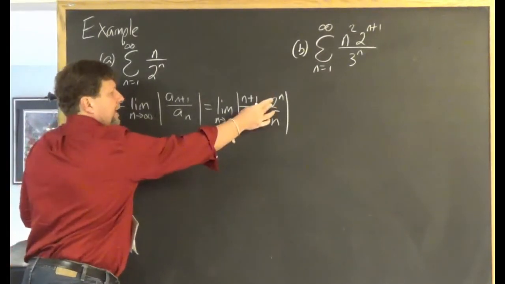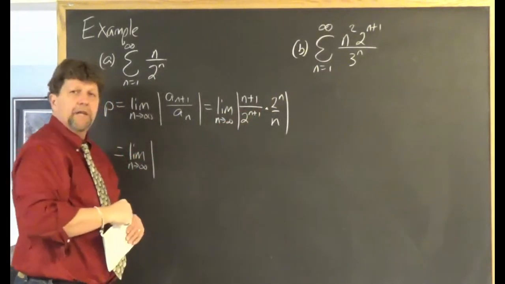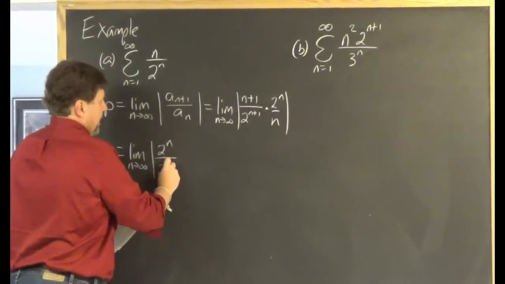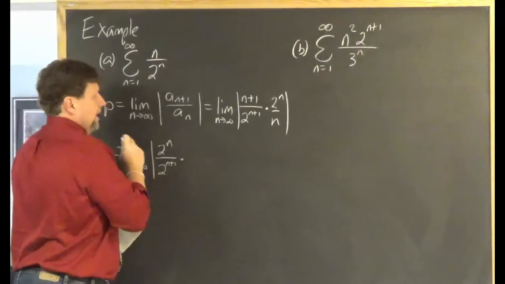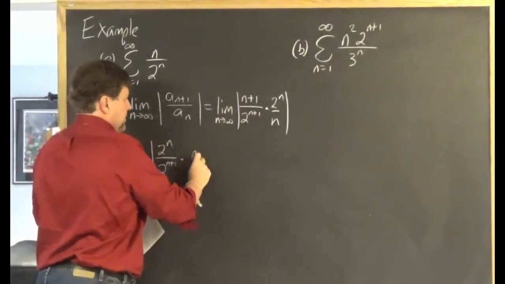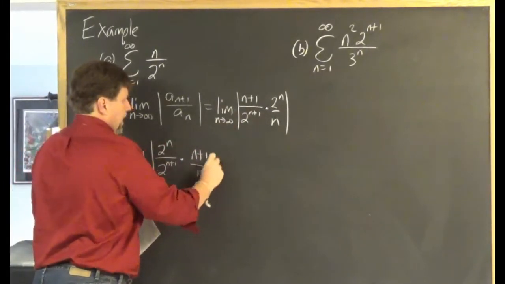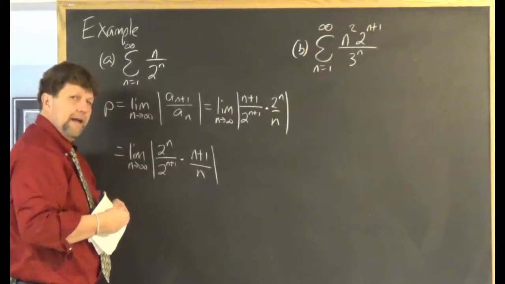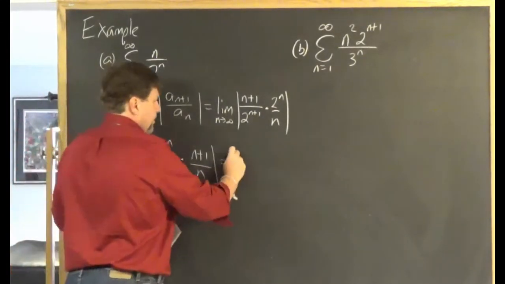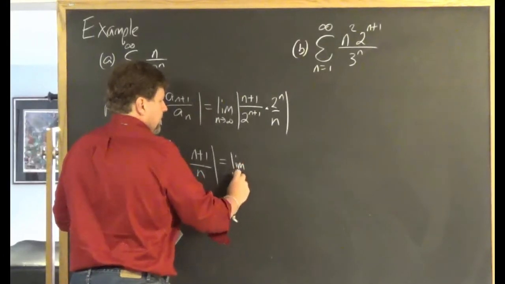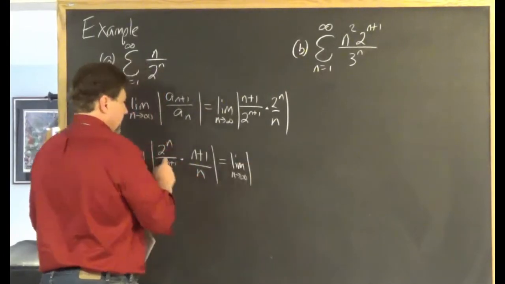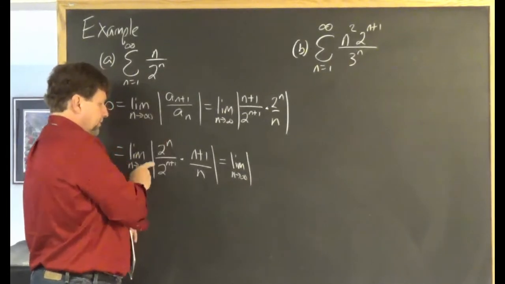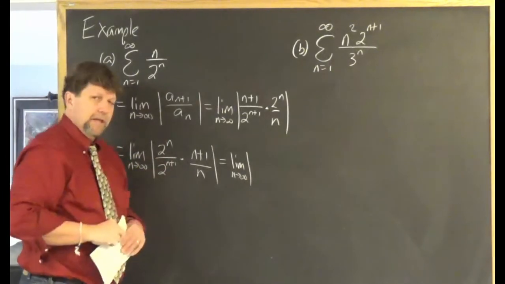I write 2 to the n over 2 to the n plus 1. I write that down as a fraction. And then I have times n plus 1 over n. And I do that because it helps me do a little bit of simplifying, 2 to the n over 2 to the n plus 1.